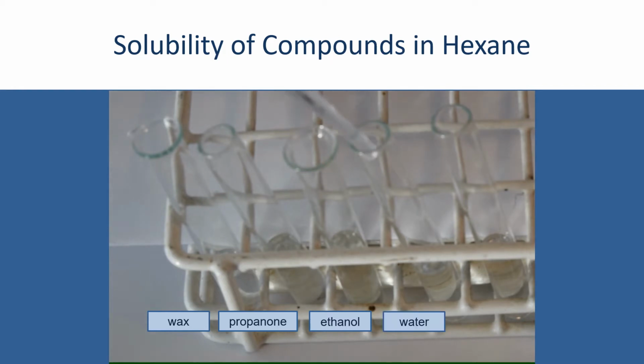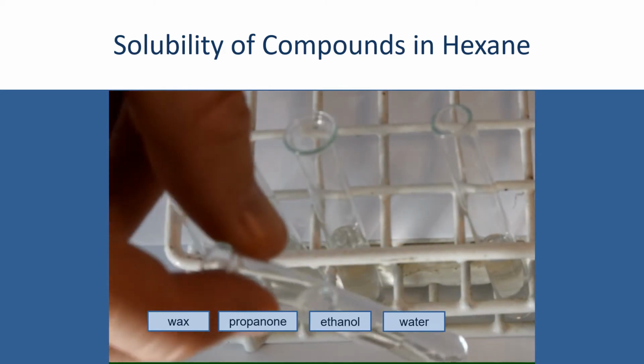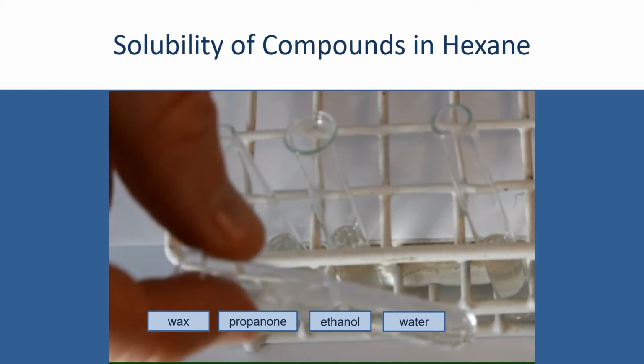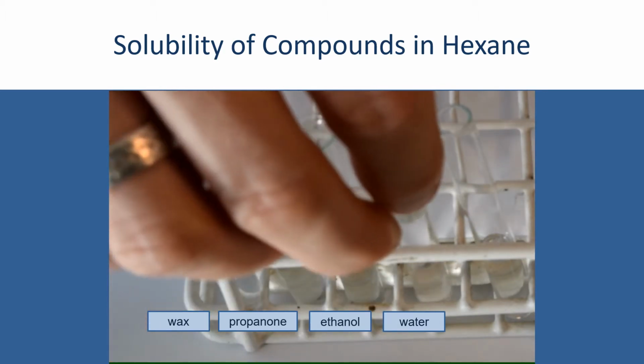Next, I want to look at water. If I add some water to the micro test tube, you'll see there that the water has formed a layer. There it is, insoluble in the hexane. You can see the two layers there of the two liquids.